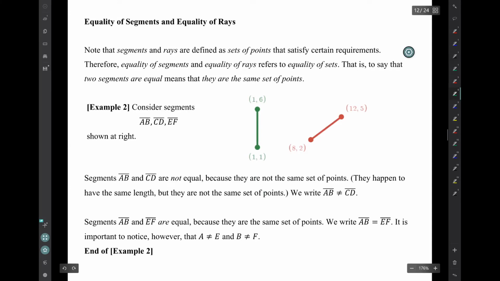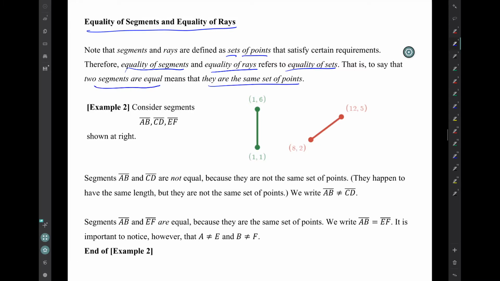Now I want to discuss equality of segments and equality of rays. Note that segments and rays are defined as sets of points that satisfy certain requirements. Therefore, equality of segments and equality of rays refers to equality of sets. That is to say that two segments are equal means that they're the same set of points.